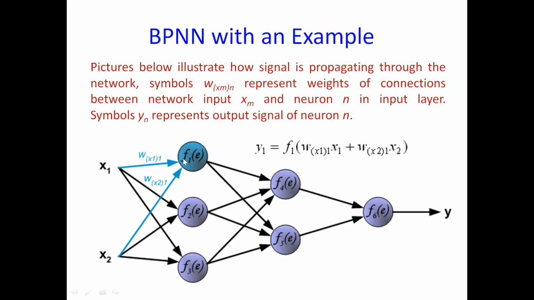So in this fashion, what do you expect here? You can expect a particular output from this neuron as Y1 equal to function F1 of WX11 into X1 and WX21 into X2. This is what you can expect as an output from this particular neuron.